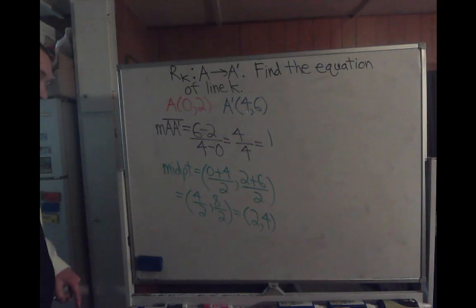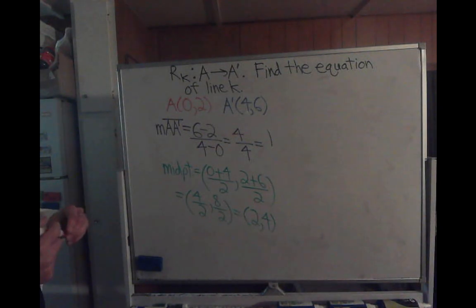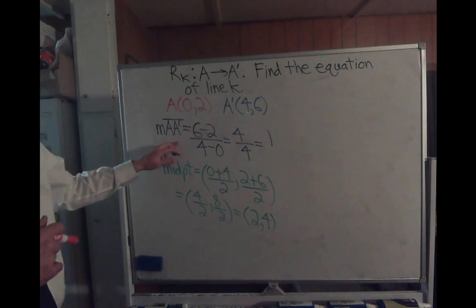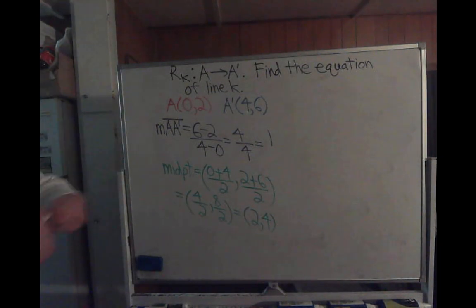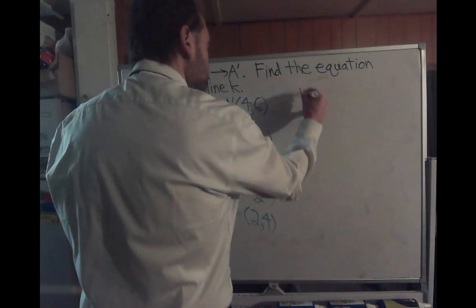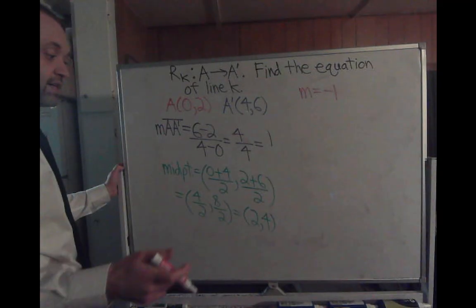Now, last but not least, we need to find the equation of that line of symmetry, but we know this line of symmetry is the perpendicular bisector to the segment that joins those 2 points. So if the line's supposed to be perpendicular to the segment, the negative reciprocal of a slope of 1 would be negative 1. So the slope would actually be negative 1 for the perpendicular bisector.